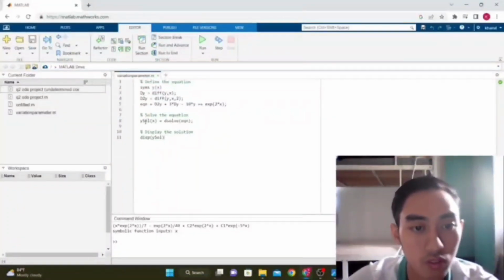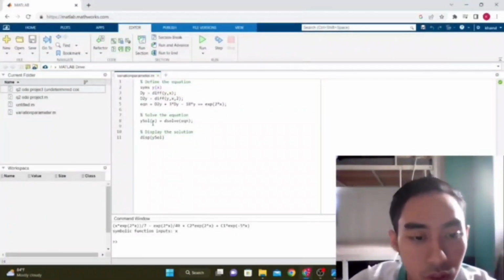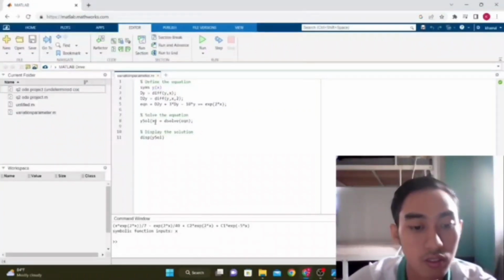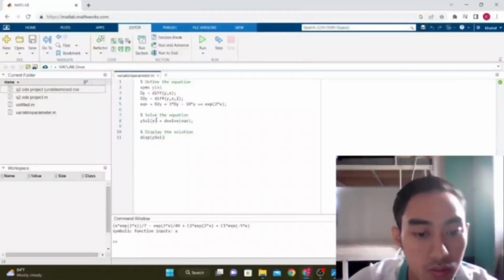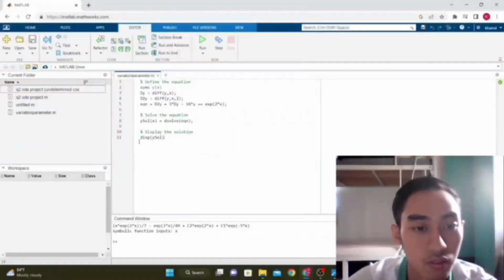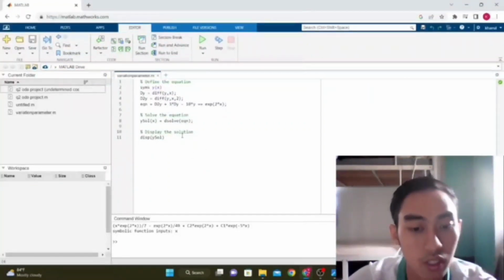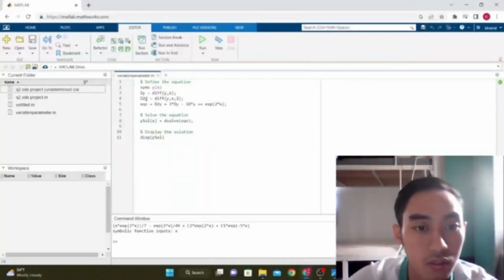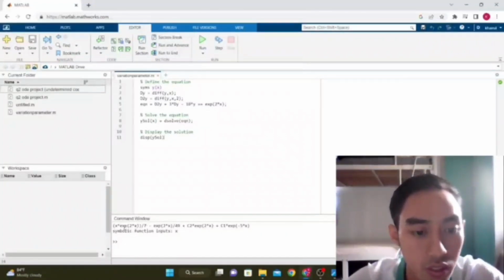So for the next one is ySolve(x). This one solves the equation eqn for y(x) and stores the solution in the symbolic variable ySolve(x). And for the last one is display. So this line is just to display the solution, which after calculating all the variables, will display in the command window, which is here.